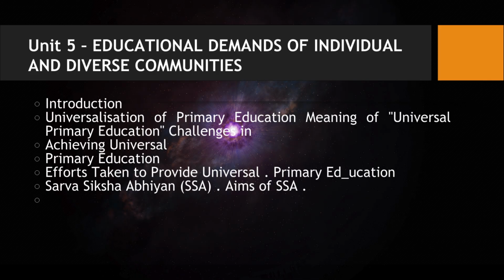Let's start with the introduction. Educational demands of individual and diverse communities. Introduction: Indian society consists of diverse communities. The educational needs of individuals as well as that of the different social groups differ. It is the duty of the government in democratic countries to provide basic education for all children. The poor, oppressed, and marginalized people find it impossible to send their children to school as they struggle to get even a square meal a day.